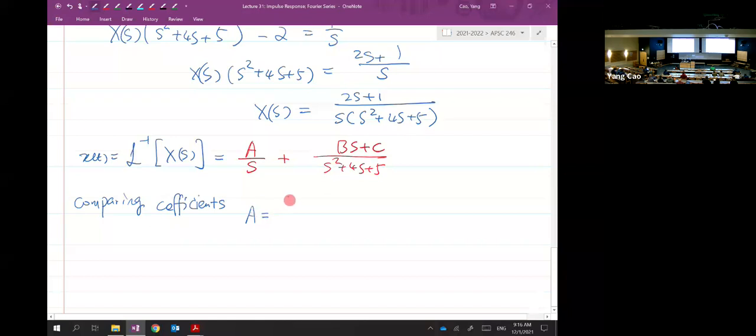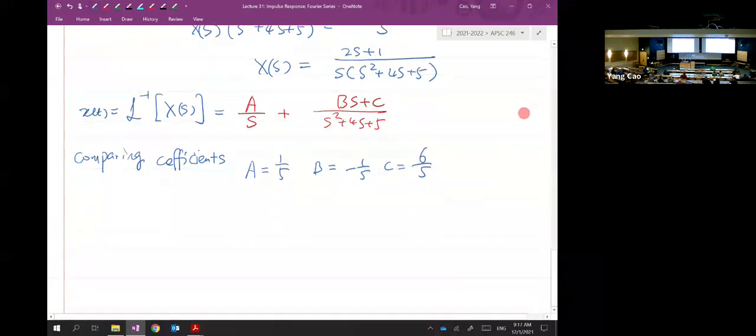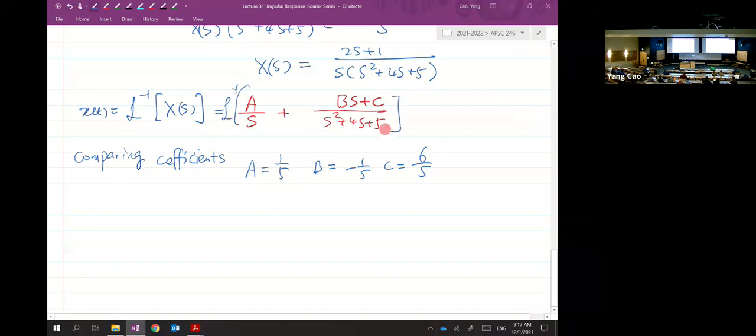Okay. So A should be 1 over 5. B should be negative 1 over 5. And C is 6 over 5. So try yourself, and you have solutions in the lecture notes. Okay. Once we get this step, now I plug it in. Sorry, this is the inverse of everything. So I plug it into each one of the terms here.